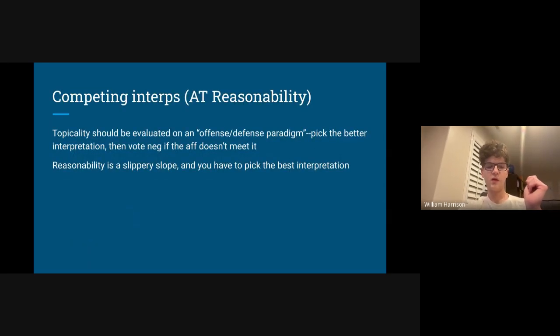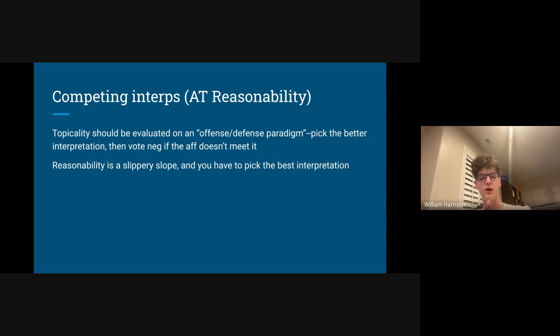So competing interps is an answer to reasonability. It's the alternative paradigm of evaluating topicality. So reasonability and competing interps are just two different ways to think about topicality. This is that topicality should be evaluated on an offense-defense paradigm. That means you are picking the better interpretation, then you vote neg if the app doesn't meet it.